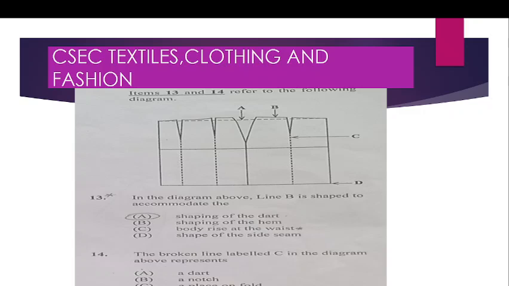14, observe carefully again. The broken line labeled C in the diagram above represents an adaptation line where you can use that line to cut and spread to desired width, all right, to make a different style of skirt as well. That's your adaptation line, that's D.